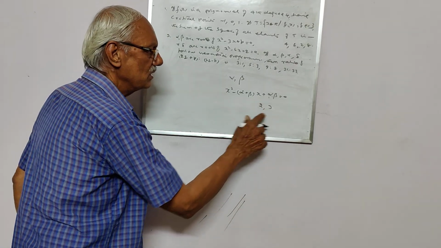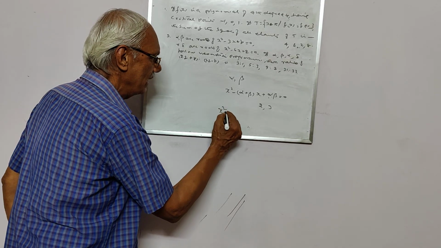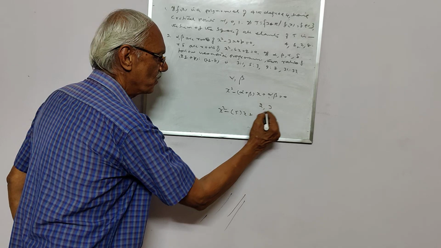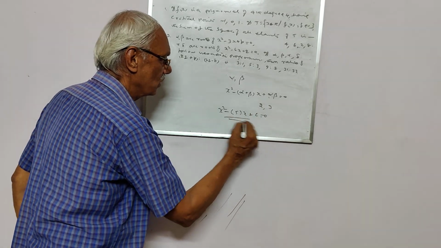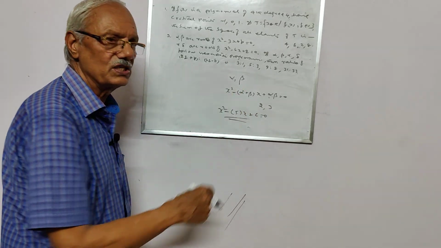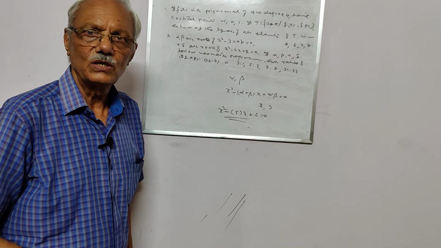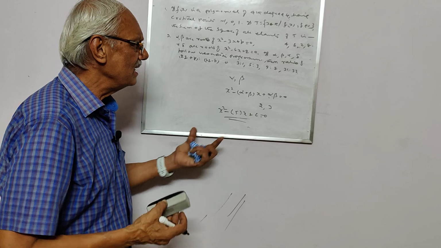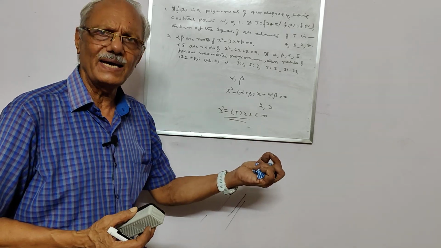How will you write this equation now? x squared minus the sum of the roots, which is 5, times x, plus the product of the roots, which is 6, is equal to 0. So x squared minus 5x plus 6 is equal to 0. That is my equation, and the roots are nothing but 2 and 3. So this is how we write it, and it can be extended for higher degrees also.